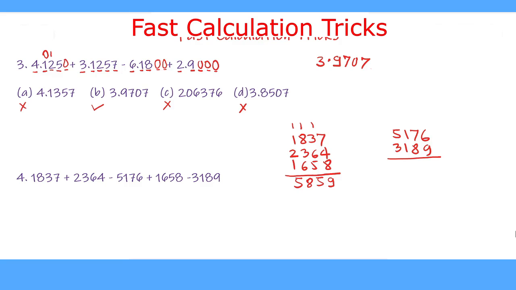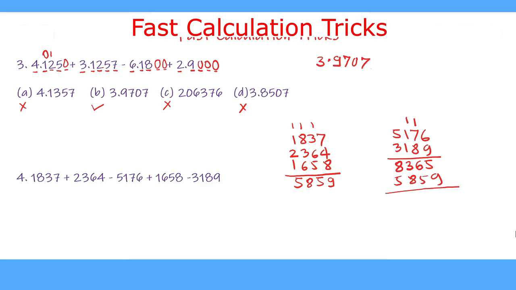Now we take the sum of negative numbers. 6 plus 9 is 15. We write 5 and carry 1. 1 plus 7 is 8, plus 8 is 16. We write 6 and carry 1. 1 plus 1 is 2, plus 1 is 3. 5 plus 3 is 8. Now the sum of the negative numbers is 8365. Now we subtract 5859 from 8365.